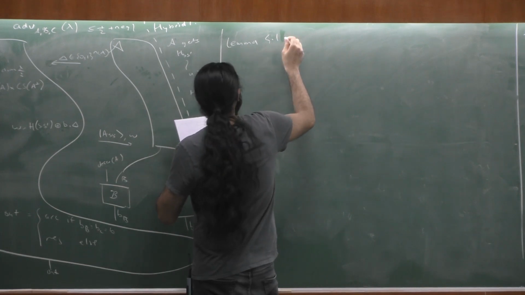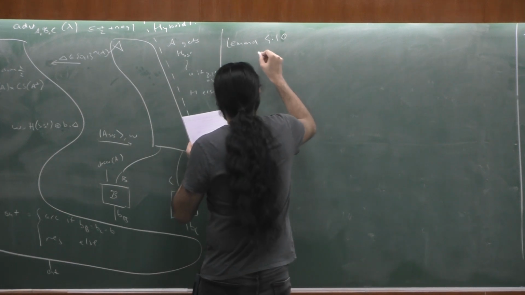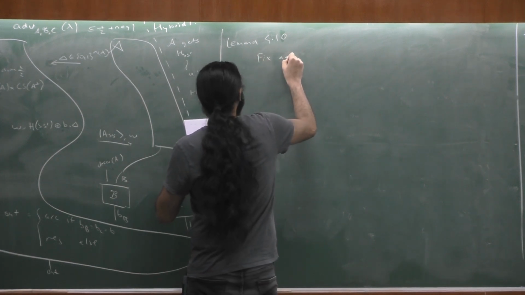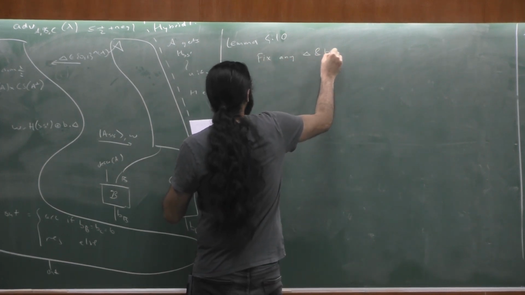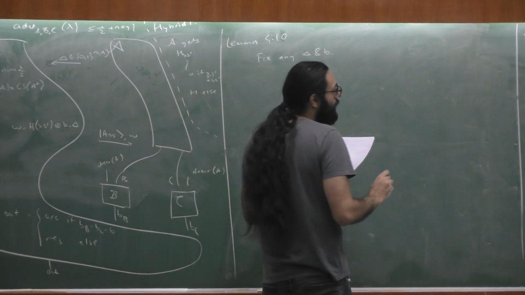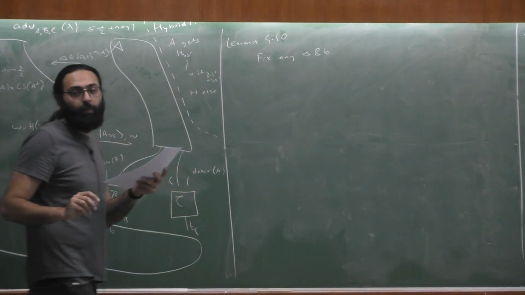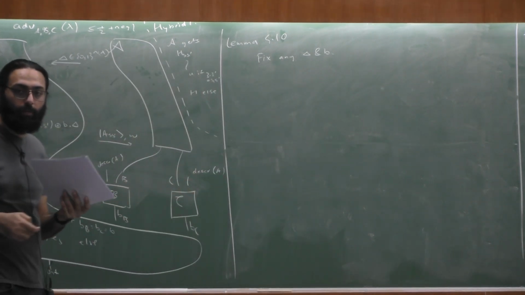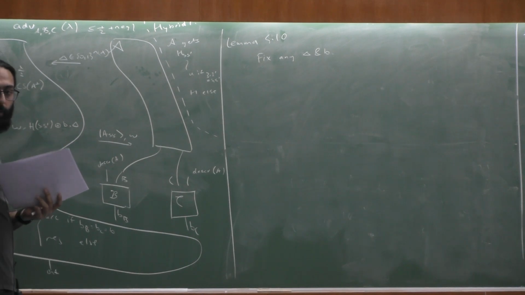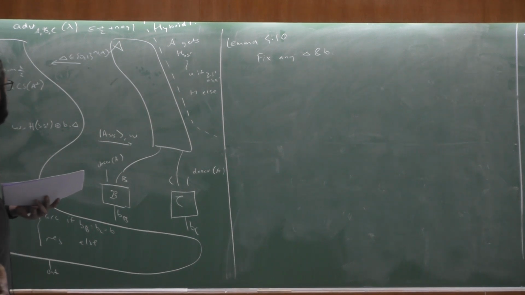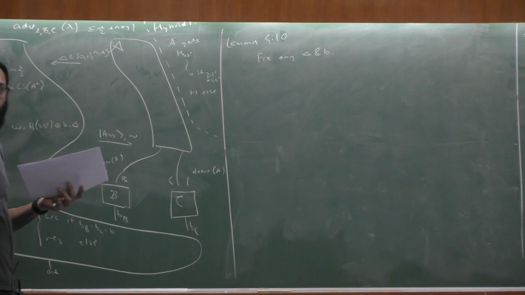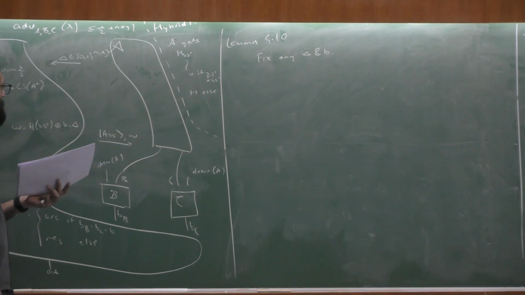Sorry, 4.10. 4.11 is the hard one. Okay, so it says fix any delta and b. Couldn't we have used this theorem to show P0 minus P1 is also bounded negligibly directly? Yeah, that's what I said we are not doing. P0 minus P1. No, P0 minus P2, sorry. P0 minus P2.